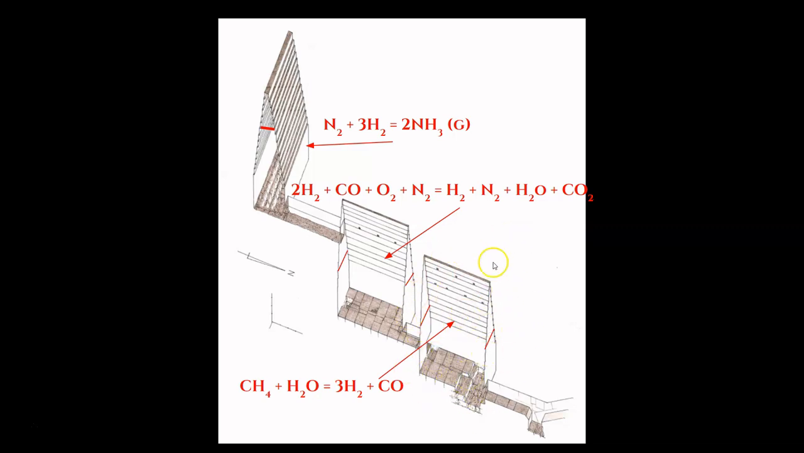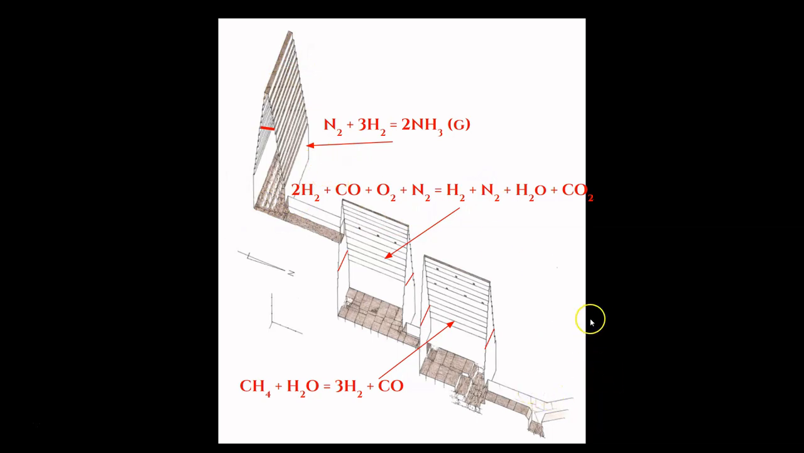So you can see here in your primary steam reformer that methane is being reacted with water to produce hydrogen and carbon monoxide. Those two gases are moved from chamber 1 into chamber 2, where they are reacted with oxygen and nitrogen from the air. The hydrogen and carbon monoxide react with the oxygen and nitrogen to produce hydrogen, nitrogen, water, and carbon dioxide. The water and carbon dioxide byproducts are removed from the system by dissolving them back into water, and then your hydrogen and nitrogen are pushed into the final synthesis chamber.